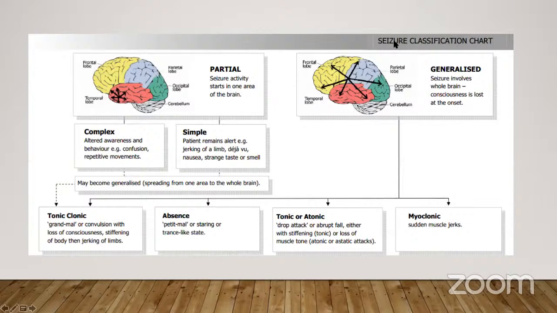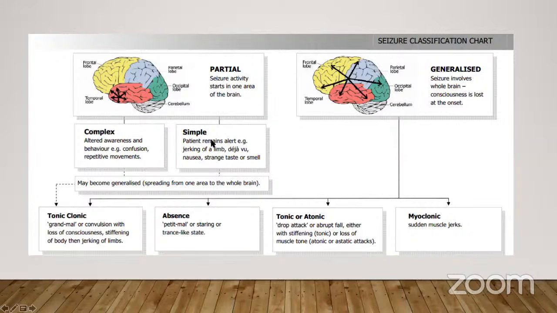Seizures are usually classified into two parts: partial seizures or generalized seizures. Partial seizures are activity that starts in one area of the brain, and sometimes it can be transmitted to other brain parts. And we have two sections: simple and complex.